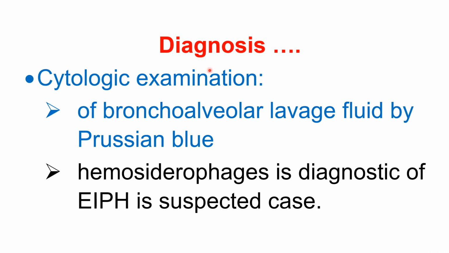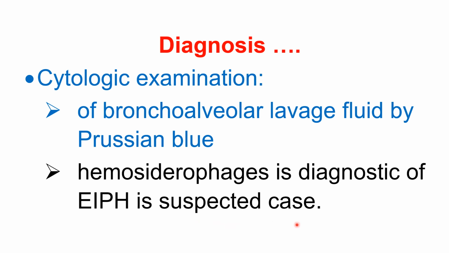With the diagnosis, an important diagnosis is cytologic examination. Cytologic examination of bronchoalveolar lavage fluid by Perls' Prussian blue stain. What do we collect here? We collect bronchoalveolar lavage fluid. What does it contain? It contains hemosiderophages that have ingested the hemosiderin. So hemosiderophages are diagnostic of EIPH in suspected cases.